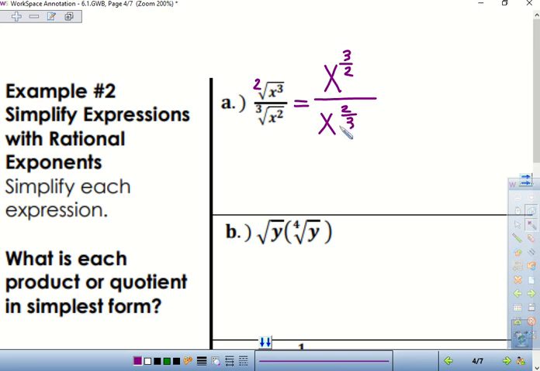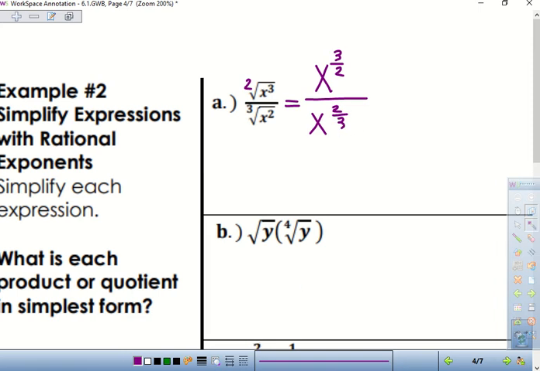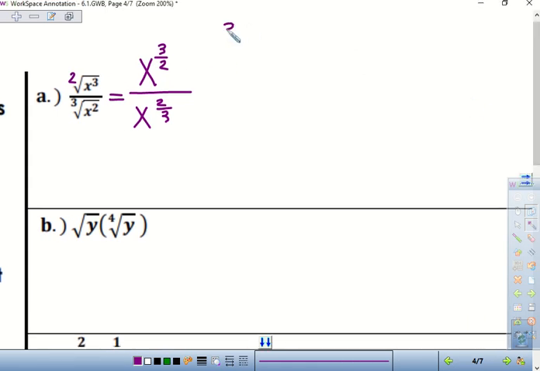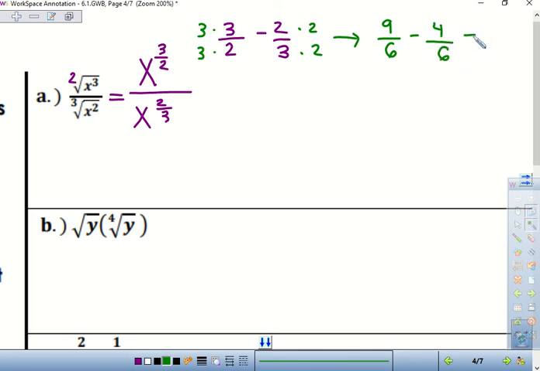Now, does anyone remember what we can do when we have the same base with different exponents and we're dividing? We can subtract the exponents. So we can do 3/2 minus 2/3, but we can't do this right away. We have to find a common denominator. So I'm going to multiply the top and bottom of this one by 3, and I'm going to multiply the top and bottom of this one by 2, which is going to give me 9/6 minus 4/6, which is actually what?